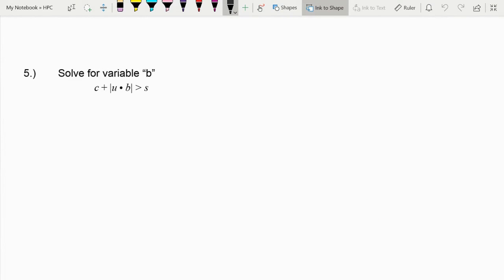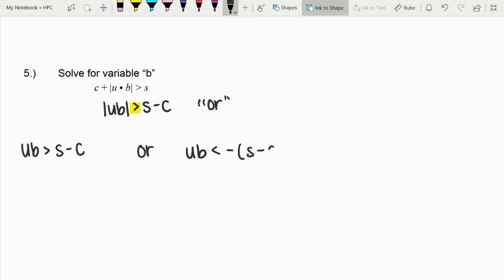Okay, in our last example for today, number 5, we are solving for variable b. So in order to determine if this inequality is a greater or less than inequality, we do have to get the absolute value isolated. So I'm just going to subtract c from both sides. So I'll have the absolute value of u times b is greater than s minus c. So now I have greater, so I know this is an or problem. Okay, so I'm going to rewrite this as u times b is greater than s minus c, or I have u times b is less than negative s minus c.